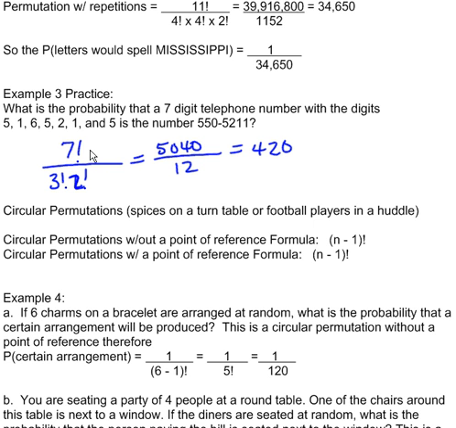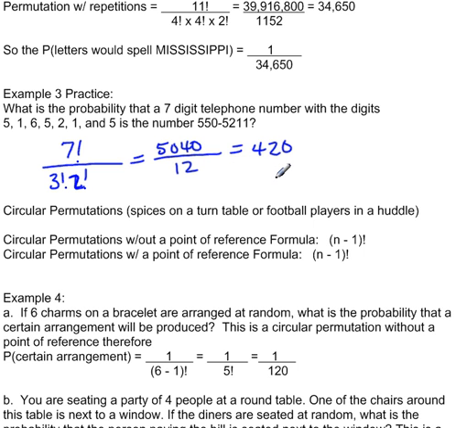Okay, so you're going to have 7 factorial over 3 factorial times 2 factorial, because your 5's repeat 3 times and your 1's repeat twice. And the 2 and the 6 are only there 1 time, so you took care of those in the 7 factorial. So it's going to be 5040 divided by 12. And if you check that out, that will be 420.